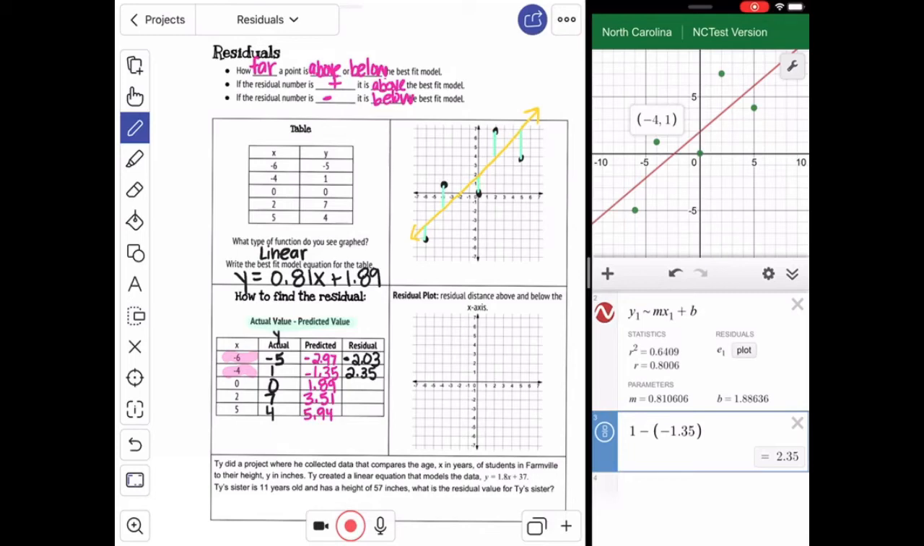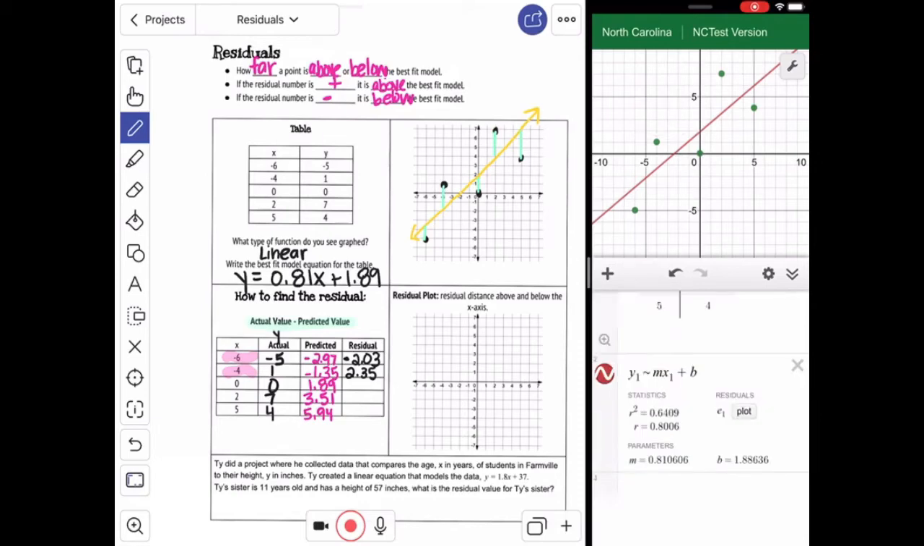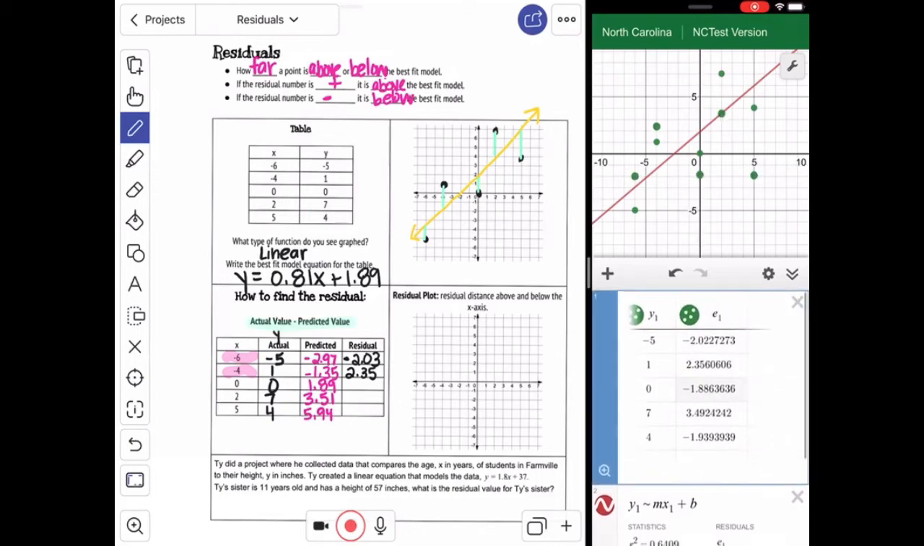Now, here's the great thing about Desmos. Desmos will actually tell you the residual. So if I'm looking at my best fit model that I've put in, you see over here it says residuals and it says to plot it. It's going to plot points, but it's still going to give you the residual values. So if you go back to your table, I'm going to turn that plot off by clicking it, because I don't want to see the points right now. I just want to see the residual values.